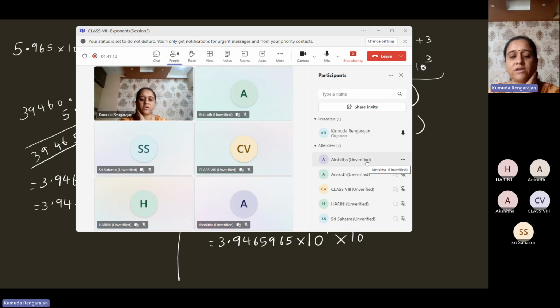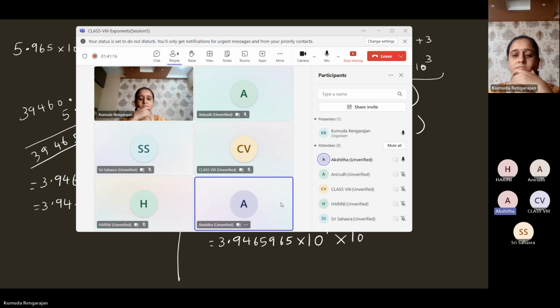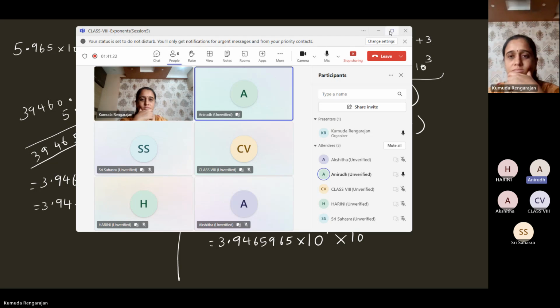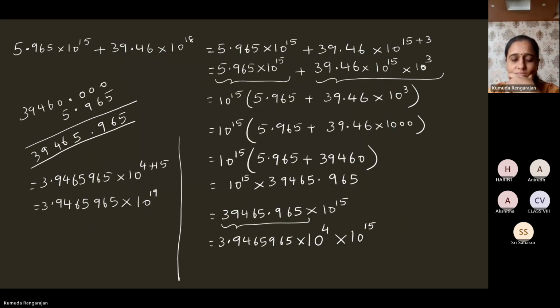All of you, Akshita, did you get it right? Yes, ma'am. Anirudh? Ma'am, I got it wrong, ma'am. Ma'am, in the 10 to the power 15 into 5.965 plus 39.46 into 10 cube, I wrote 5.965 plus 39.46. First, I did the addition and then did the multiplication. So I got it wrong.